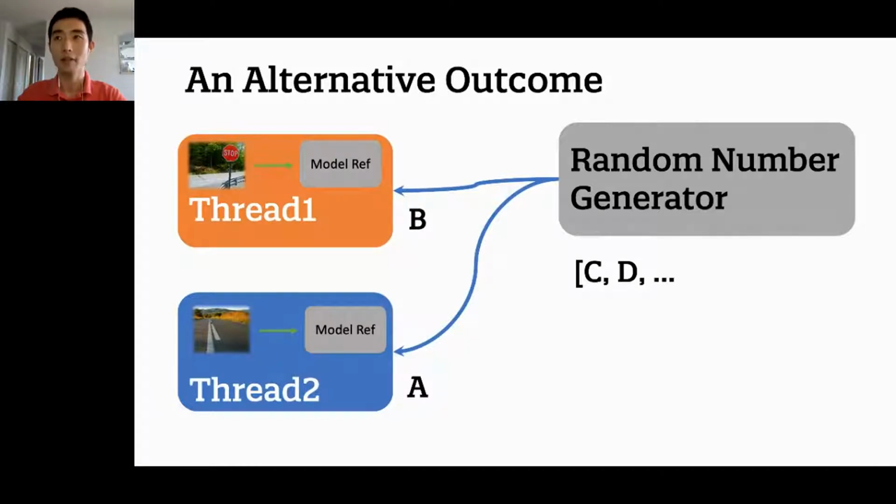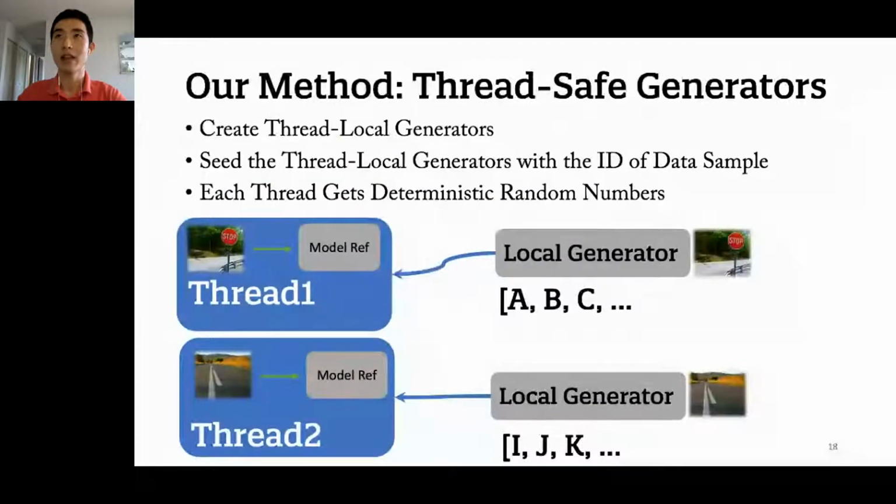The essence of the problem is that these two threads have data races on the global random number generator. Thus, to solve this problem intuitively, we introduce a local random number generator for each thread. We first find the random number generators that are susceptible to non-determinism, and then we replace each use of these unsafe generators with thread-local ones. Note that we seed the thread-local generators with the ID of the data sample, and the ID of the data sample does not change among runs. Thus, we can guarantee that the operations for a given data sample will see exactly the same sequence of random numbers among different runs. Thus, the execution results would be deterministic.